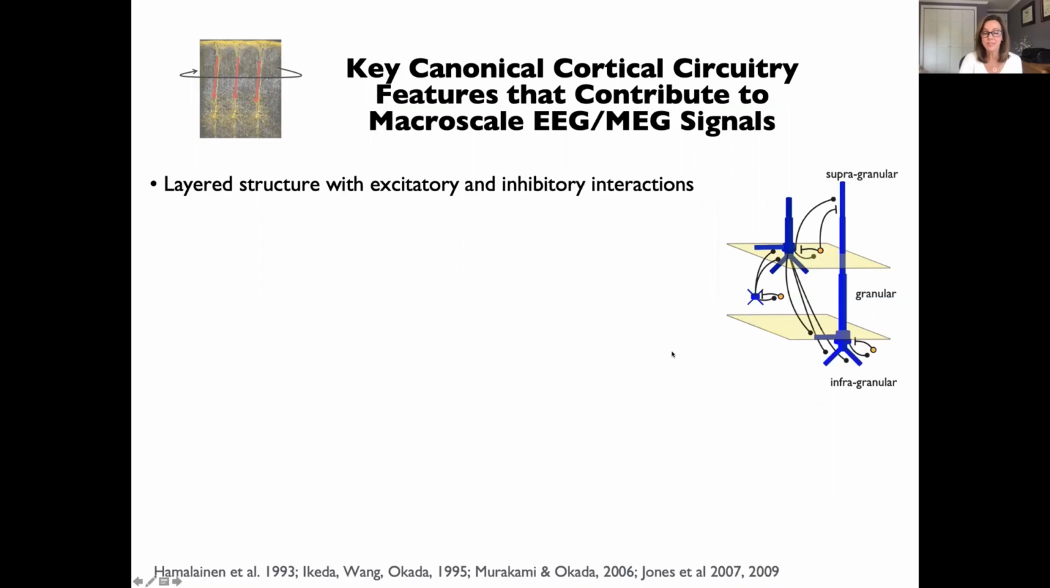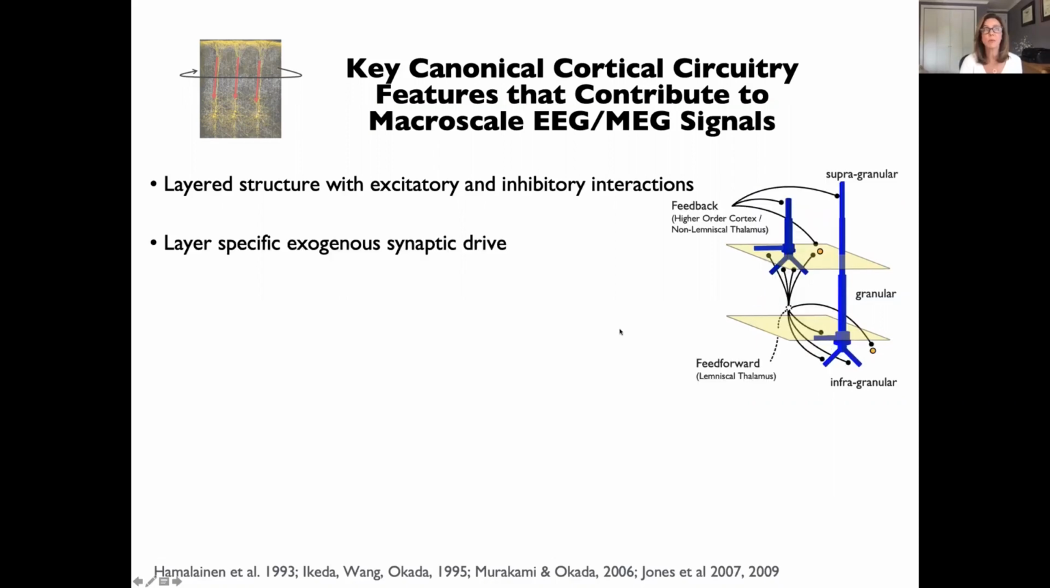These networks don't sit in isolation, but they're constantly receiving input from other parts of the brain. And there are two primary pathways of information flow into the cortex. One pathway, known as feed-forward input, represents the input that brings the sensory information from the periphery through the thalamus and into the cortical layers.